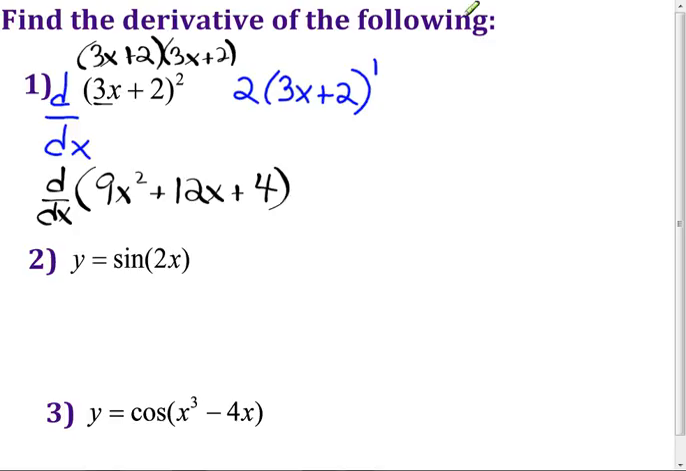0, right? What's the derivative of this? 9x squared, what's the derivative of 9x squared? 18x plus 12. Now, if you guys wanted to multiply this out, I shouldn't have stopped you, but what does this multiply out? 6x plus 4. I know the second one's right. I know that's right.